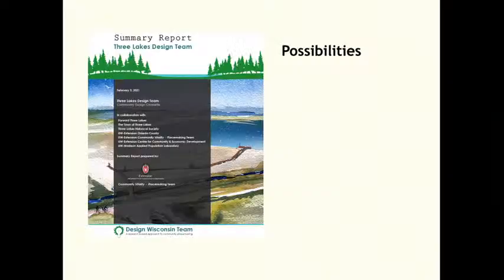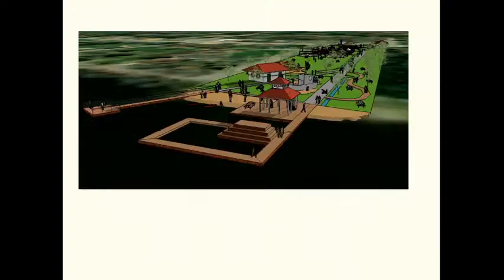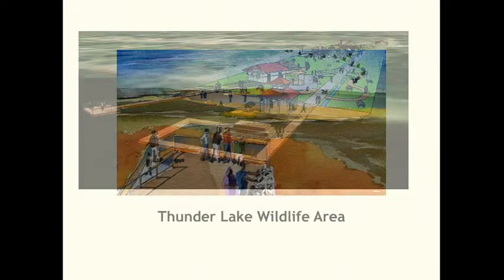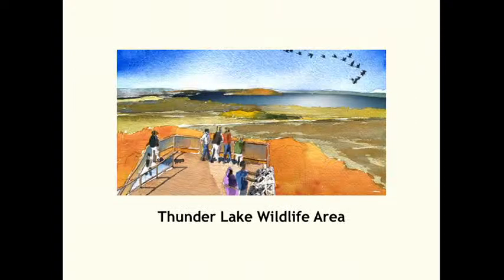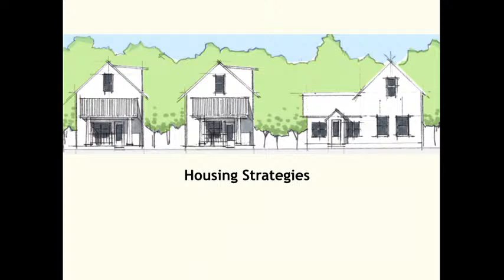These include a bold design. It included the accessibility of an underutilized asset in our community, the Thunder Lake Wildlife Area. This concept included boardwalks and an observation tower. Also, downtown development and strategies for housing in order to provide a diverse population.